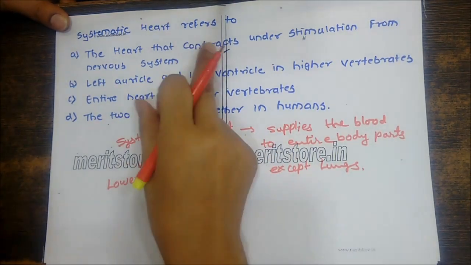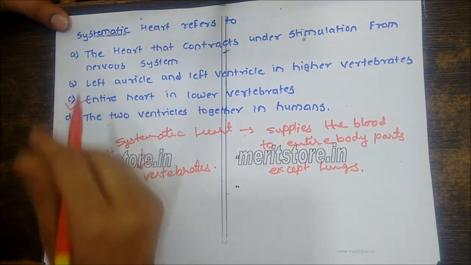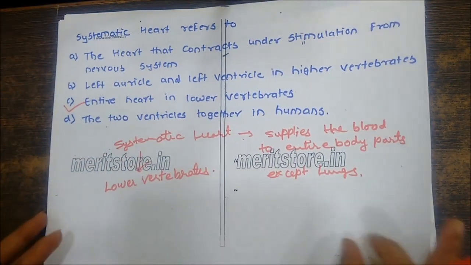So systemic heart refers to the entire heart in lower vertebrates that supplies blood to the entire body except the lungs.